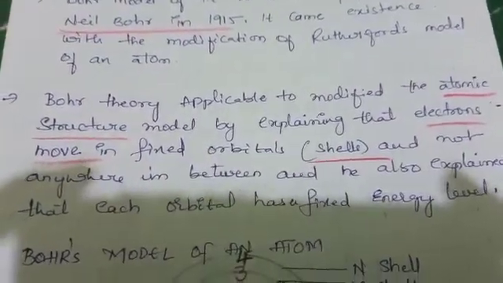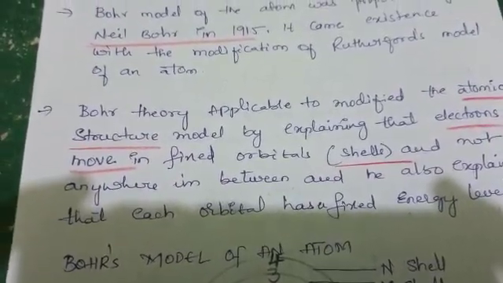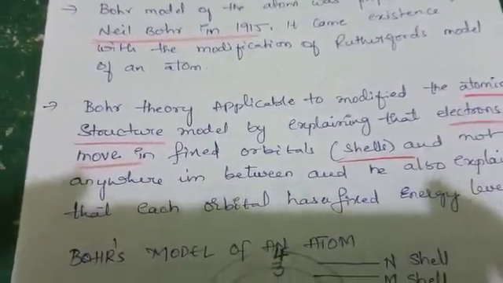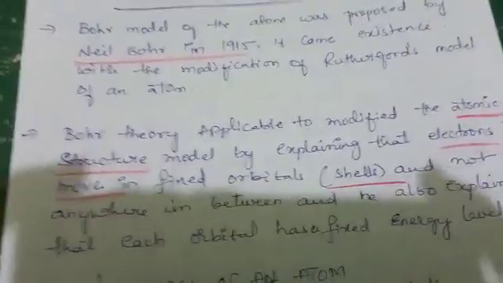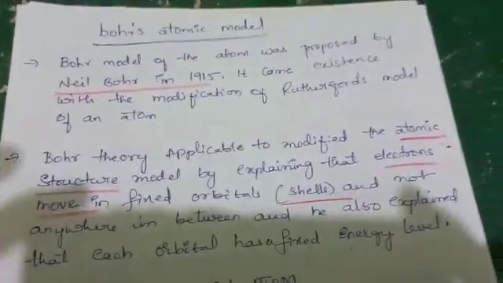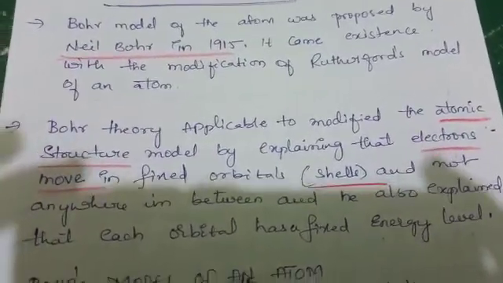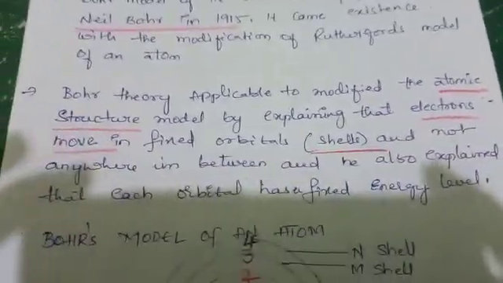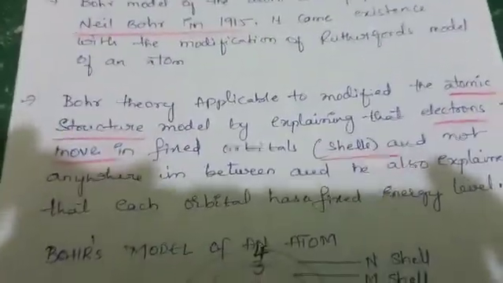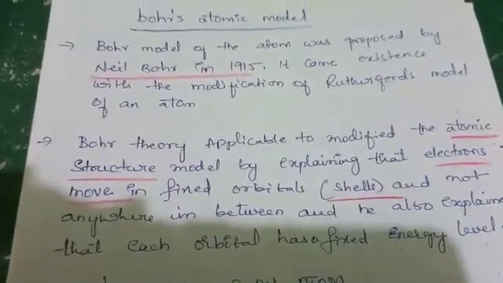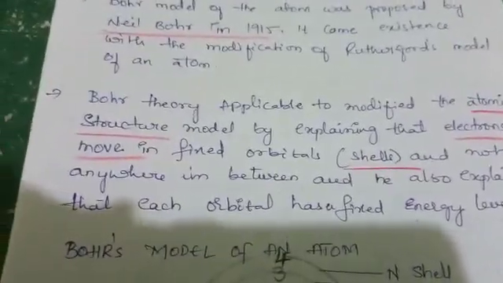Can we know the solar system? What is the solar system? At the center we have the Sun, and around that planets are revolving. The same thing applies in this theory also. The electrons are moving in fixed orbitals. The orbitals are called shells, and electrons are not anywhere in between. He also explained that each orbital has a fixed energy level. In between, they will not come in contact with other shells. So they are at a fixed point and have a fixed energy level.